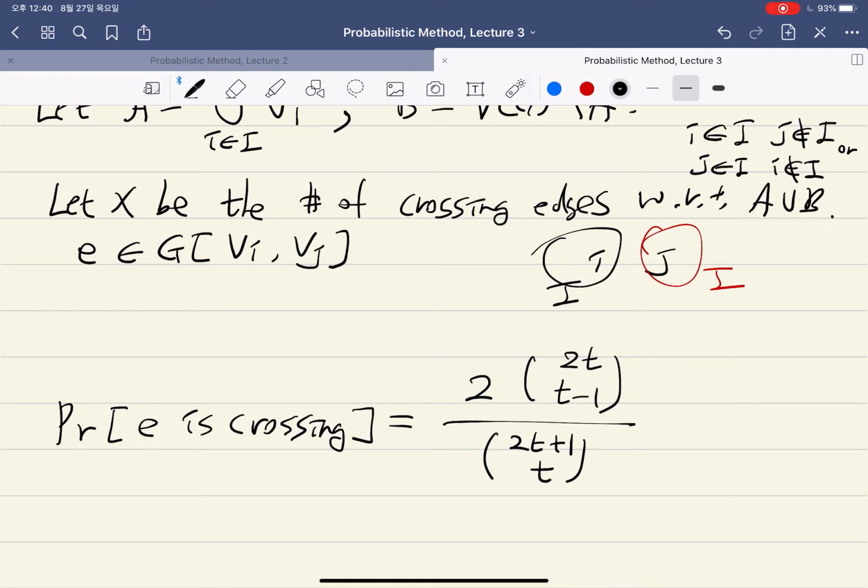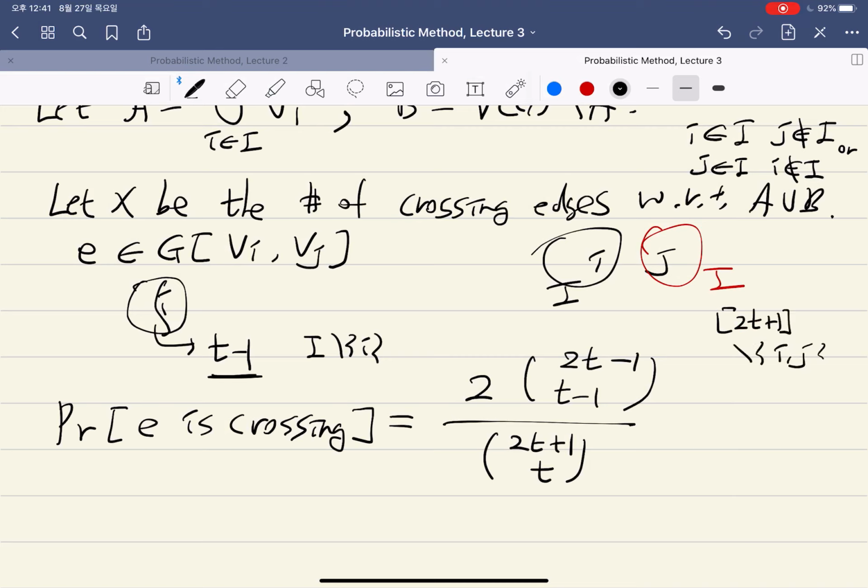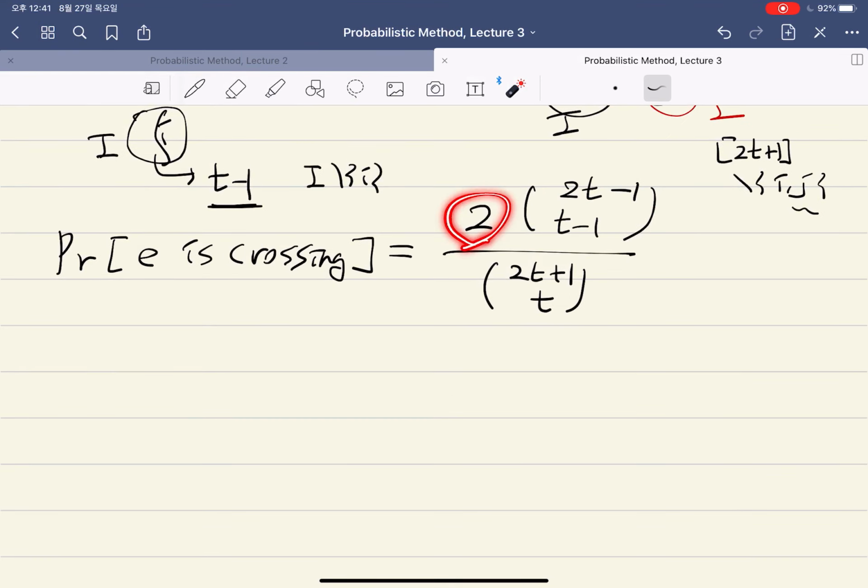So, because we have 2 cases, either this case or this case, whether I will include i or j. So t minus 1 here. So if I includes i, then what we have to do? We have to choose t minus 1 elements, remaining elements of I. But we choose this from 2t plus 1, except i and j, because we are not allowing j to be included in this capital I. So out of 2t minus 1 elements, we have to choose t minus 1. And then with i and j swapped, we multiply by 2.